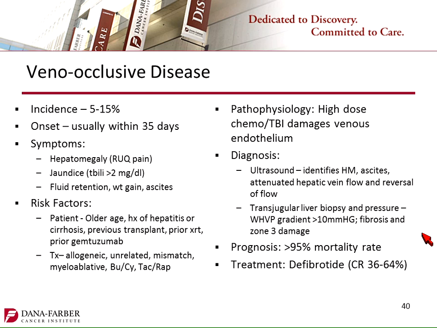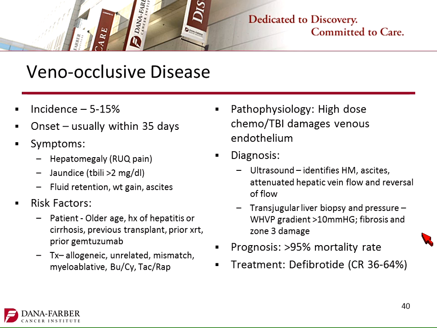Allo is higher than auto, unrelated is higher than related, mismatched, and Bu-Cy is higher than Cytoxan TBI, and TAC-RAP is actually the highest risk at about 10 to 15%. It's related to the high doses of chemo and TBI damaging the endothelium.